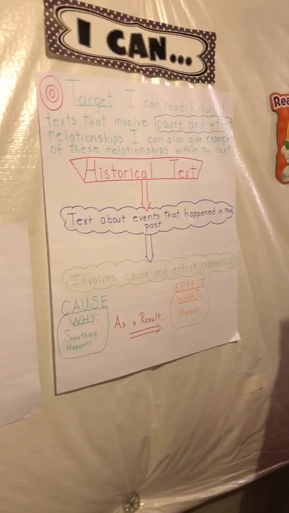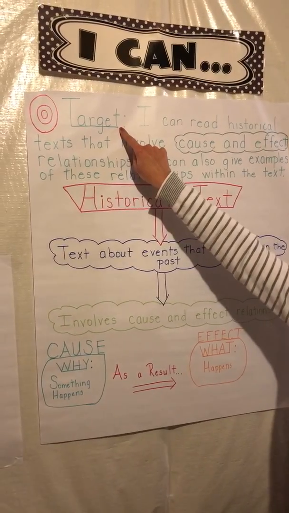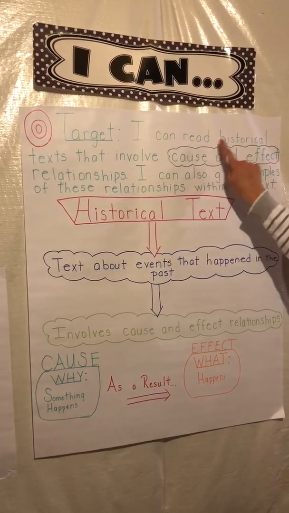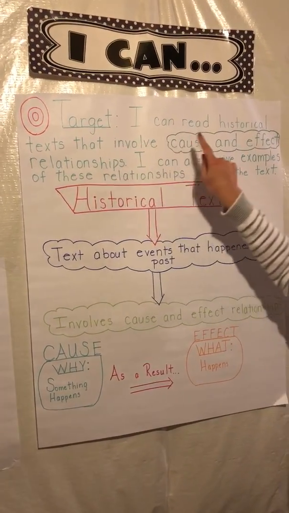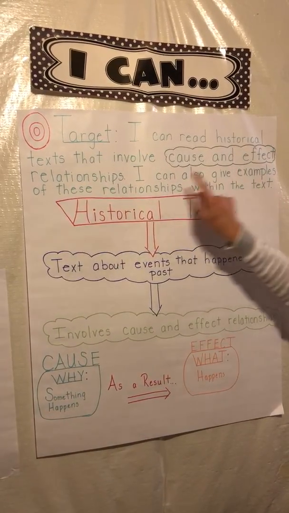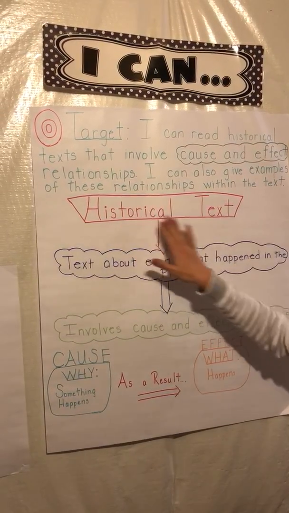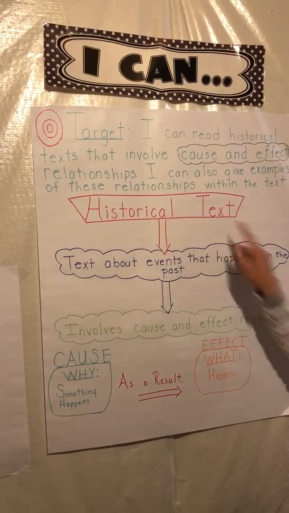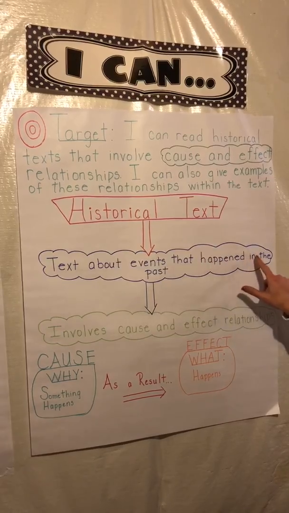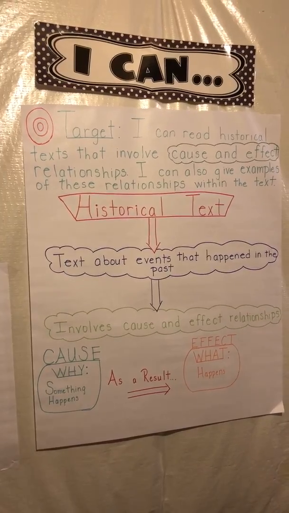Now next, I want to go over our target from yesterday. This is going to be the same target all week long, so all of our videos will be this. I can read historical texts that involve cause and effect relationships. I can also give examples of these relationships within the text. All of the texts we're going to read this week are historical texts. Remember yesterday we said those are texts about events that happened in the past. So everything you read this week will be things that happened in the past.